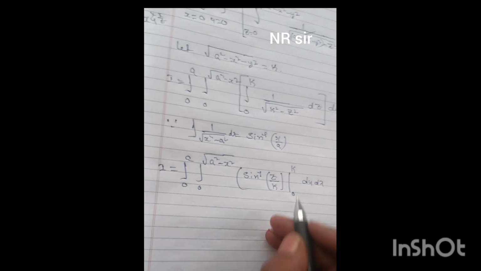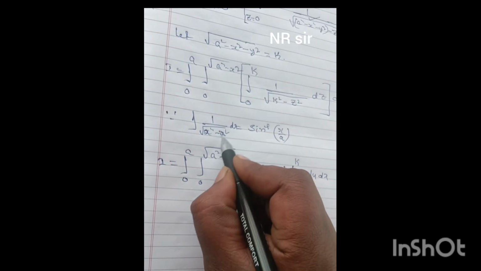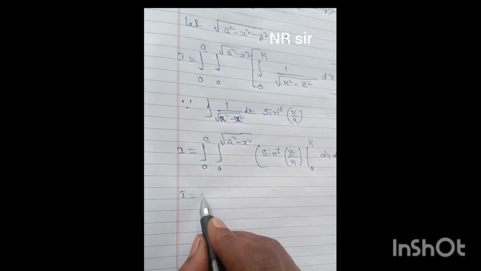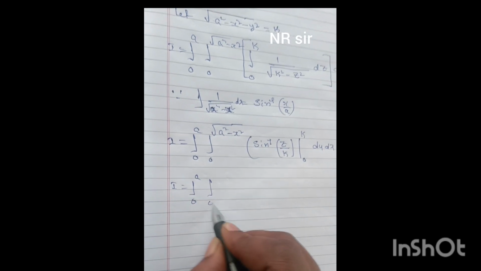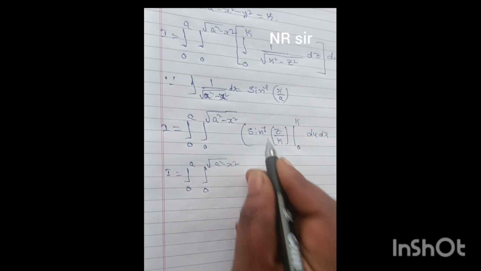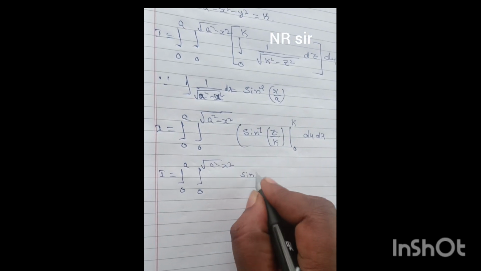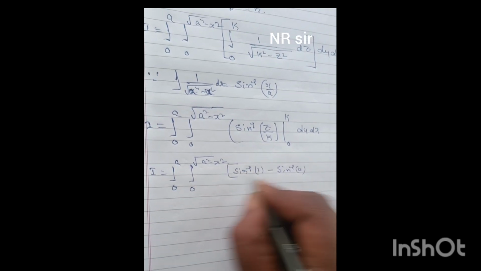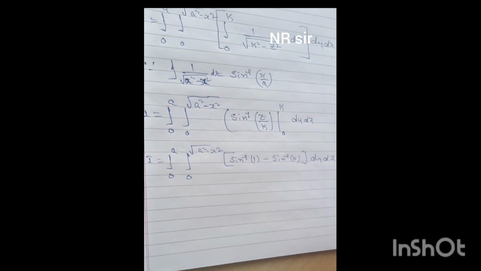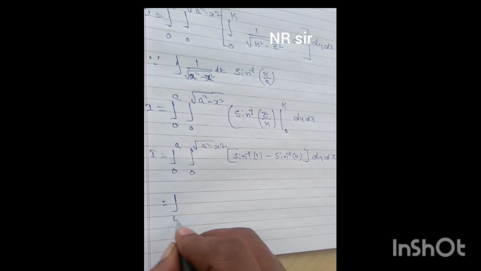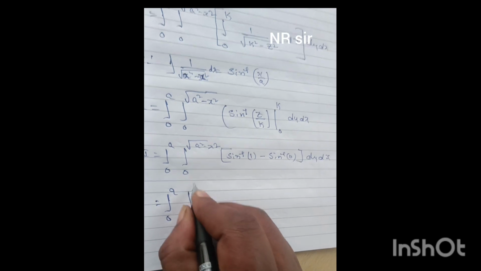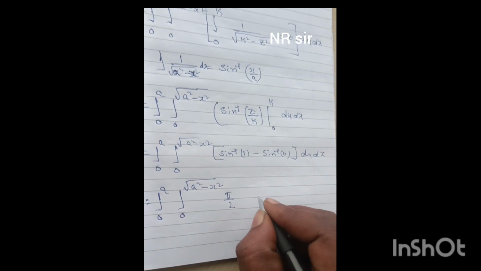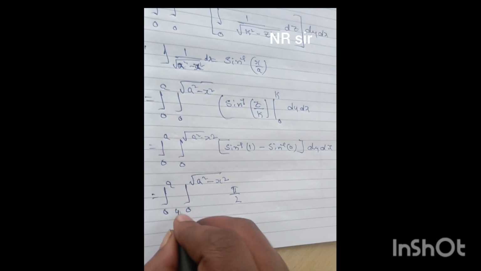Now if you substitute the upper limit and lower limit, I is equal to the integral from 0 to a, second integral 0 to square root of a square minus x square. The upper limit becomes sin inverse k by k, which is 1, and the lower limit is sin inverse 0. This is dy dx. Now this becomes pi by 2. As I told you, this is the y limit.